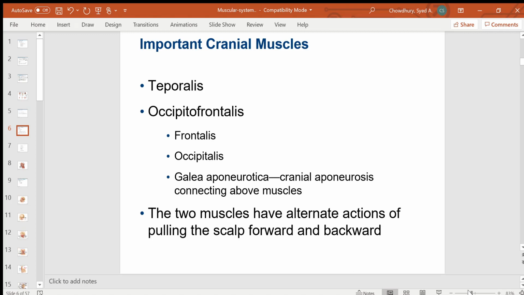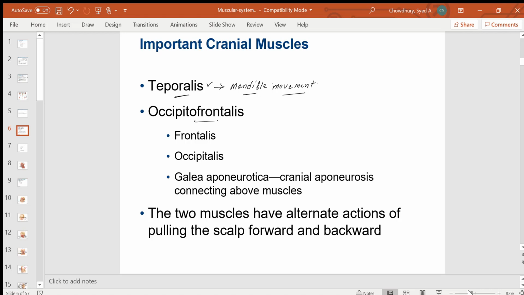So the important cranial muscles are temporalis, on both sides of your skull, over the temporal bones. The temporalis muscle gets attached to the upper part of the mandible, so it helps in the movement of the mandible. That is a muscle of mastication. Although it originates from the temporal bone, the lower end gets attached to the mandible and helps in its movement. Makes sense? And that means it helps in mastication, chewing the food.